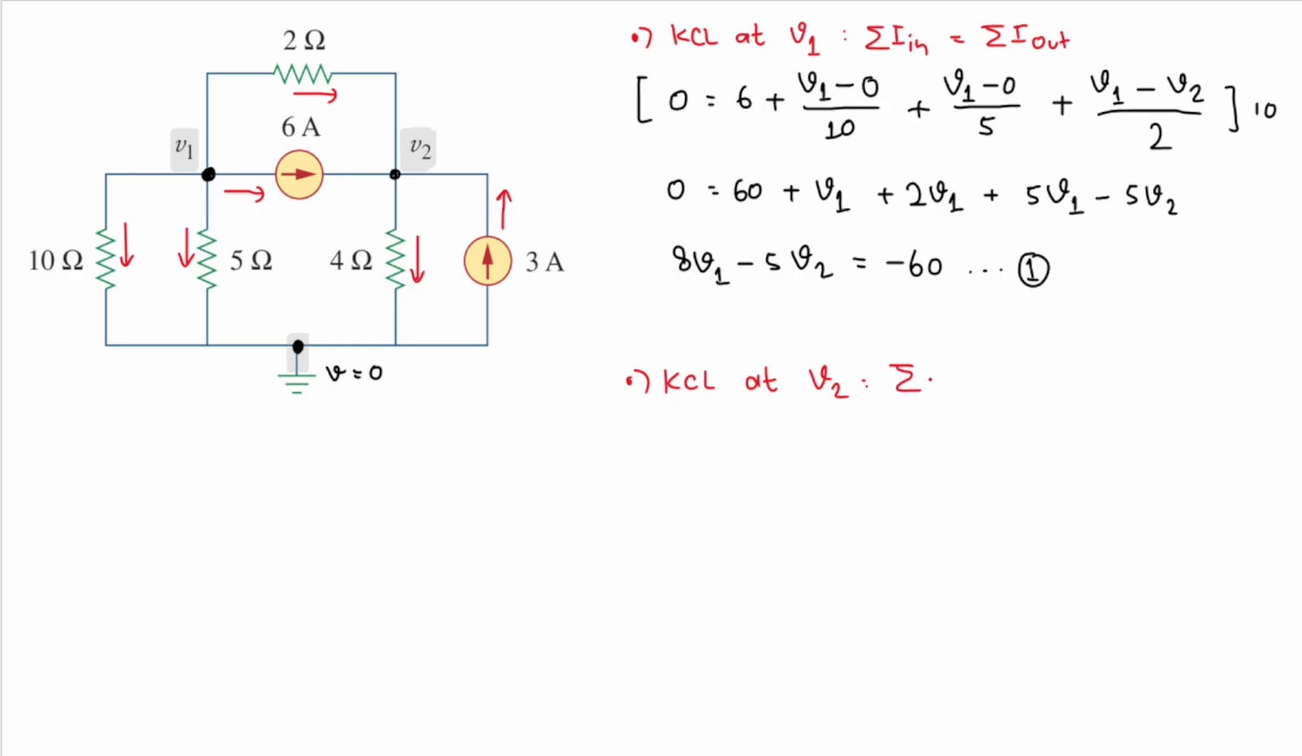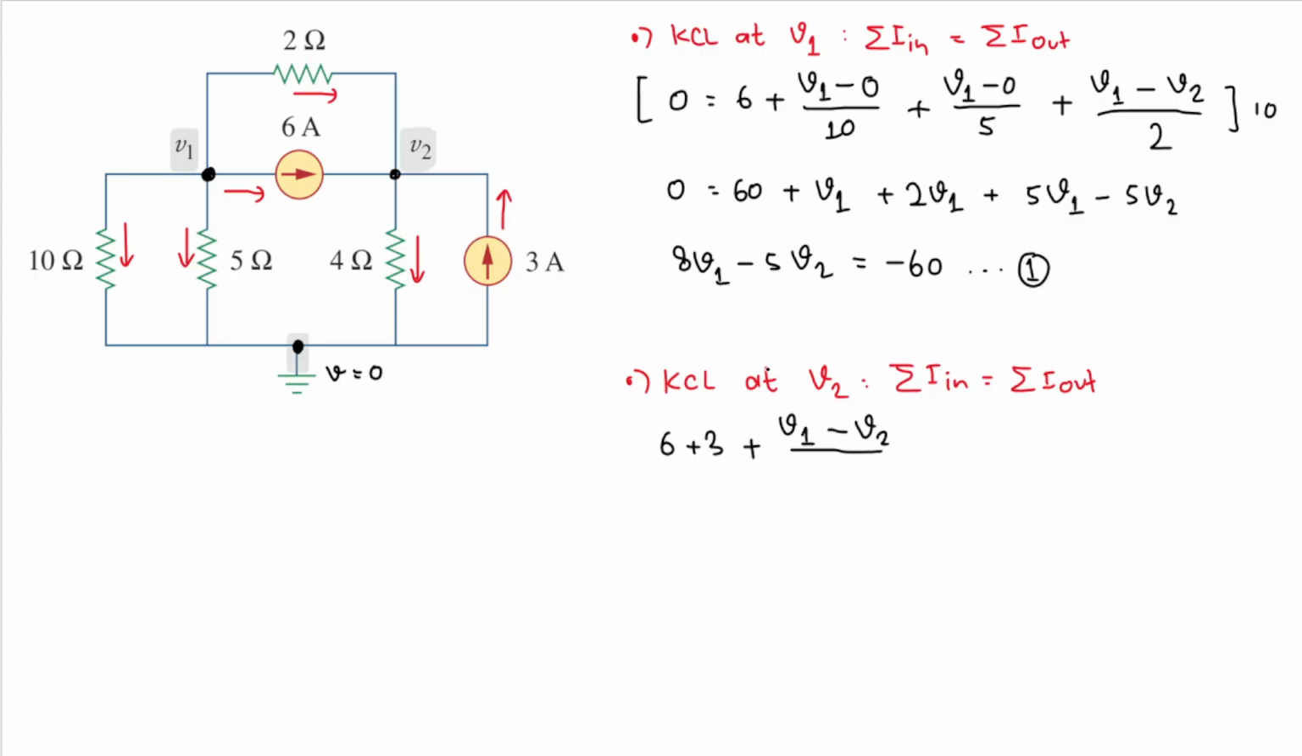KCL said that the sum of the current that goes in will equal to the sum of the current that goes out. Okay, what is the current that goes in? We have this 6 and this 3 going in, right? So I will have 6 plus 3. Let's write it first. And then we also have this current here that also goes in. And that will be, the current comes from V1 and the current goes to V2. So I will have V1 where the current comes from, and then minus V2 where the current goes to.